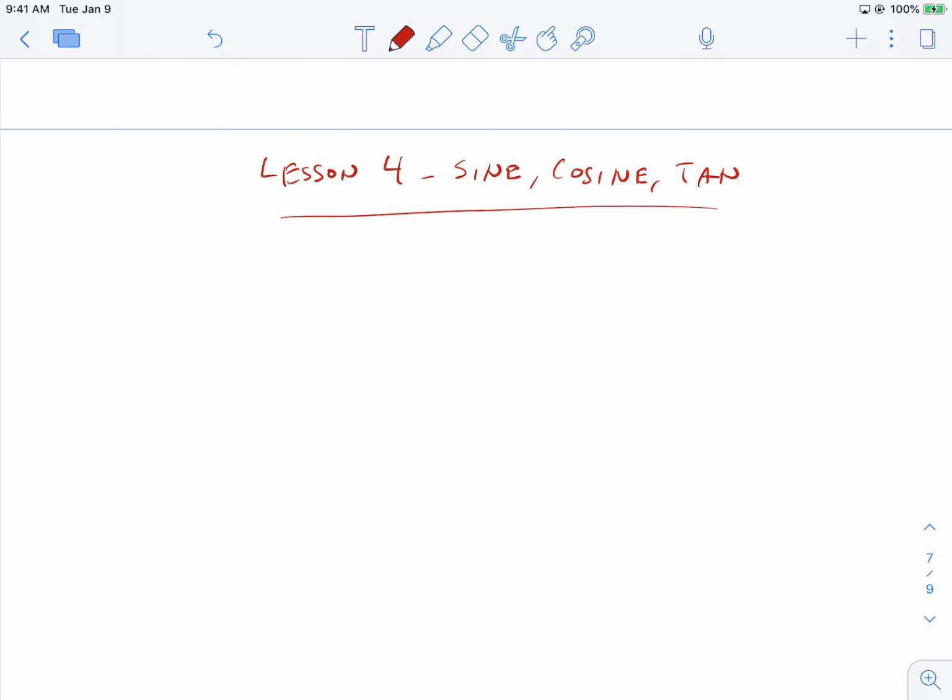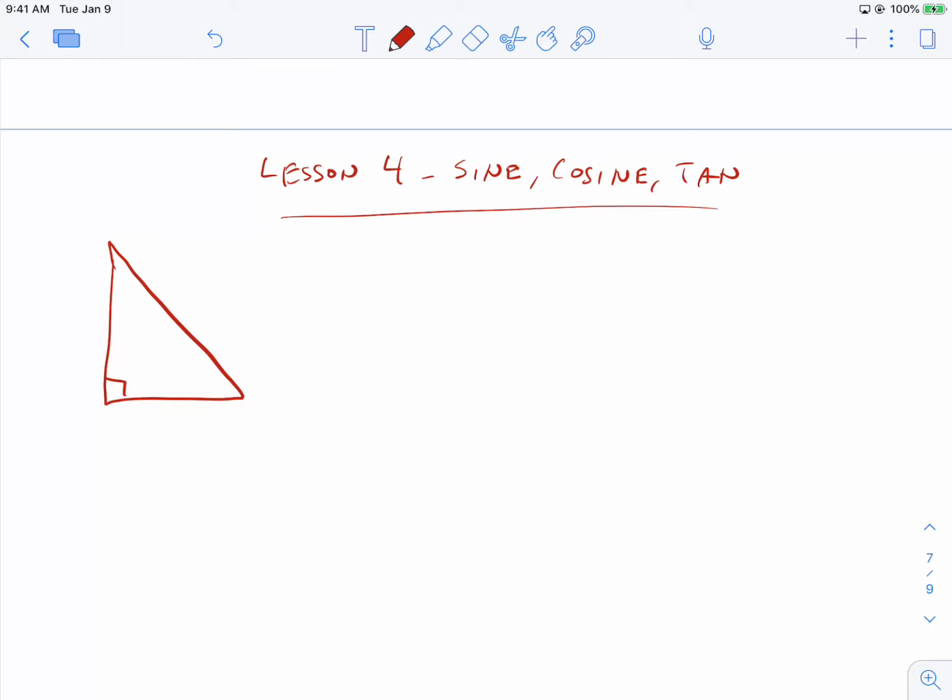Okay, we're going to take a look at dealing with our primary trigonometric ratios, which is a fancy way of saying sine, cosine, and tan, something you're going to get very, very familiar with very quickly. So basically, if we have any right-angled triangle, like this one here, we can figure out a whole bunch of things about that triangle using something called sine, cosine, and tan.